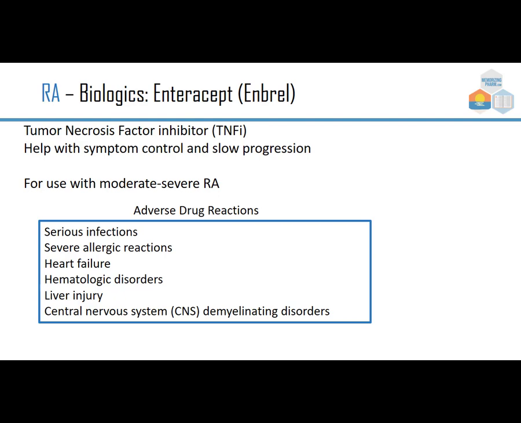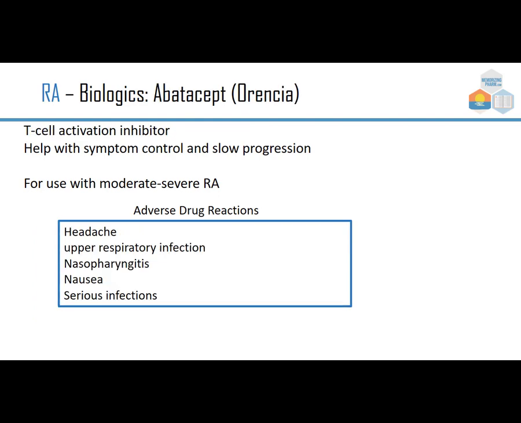Another biologic is etanercept, or Enbrel, which is a tumor necrosis factor inhibitor. It helps with symptom control and slow progression, and it's for use with moderate to severe rheumatoid arthritis. So we can have serious infections, allergic reactions, heart failure, hematologic disorders, liver injury, and CNS demyelinating disorders.